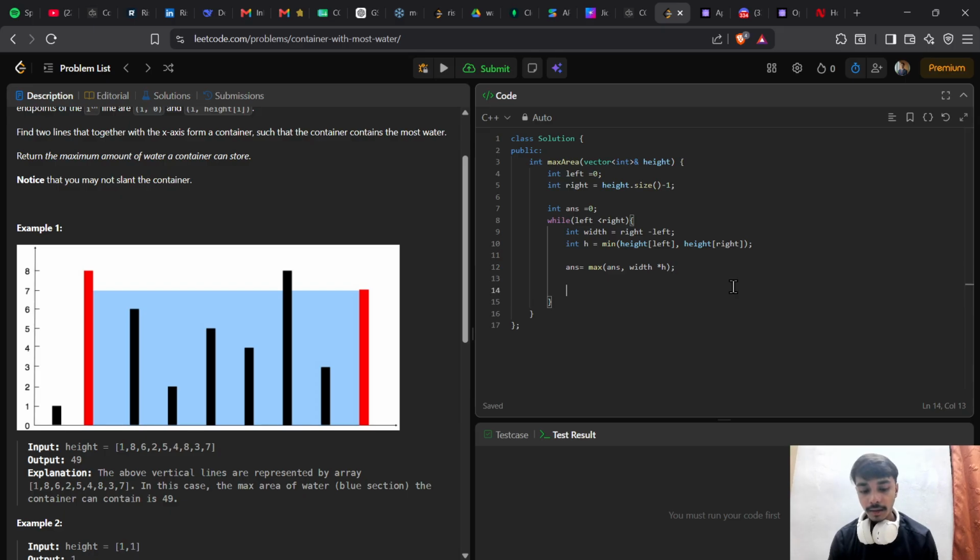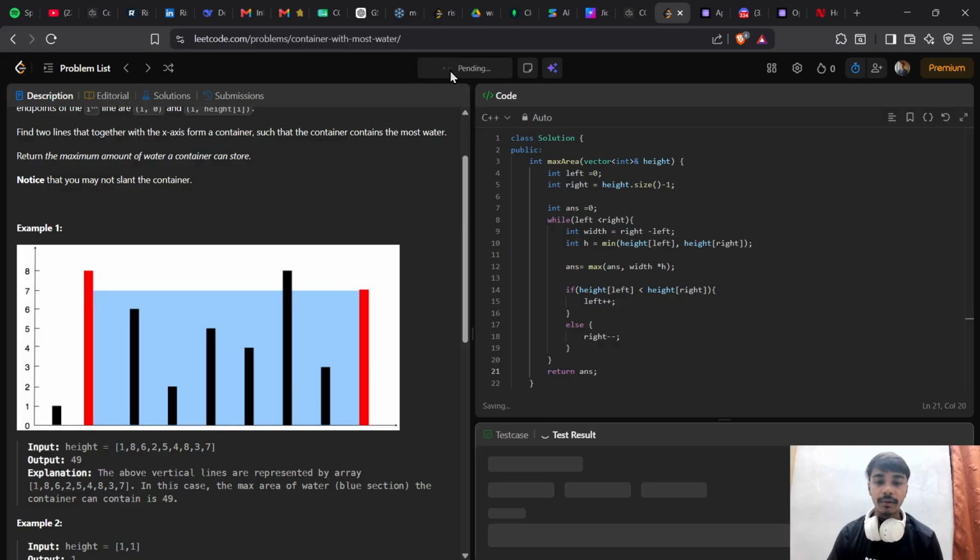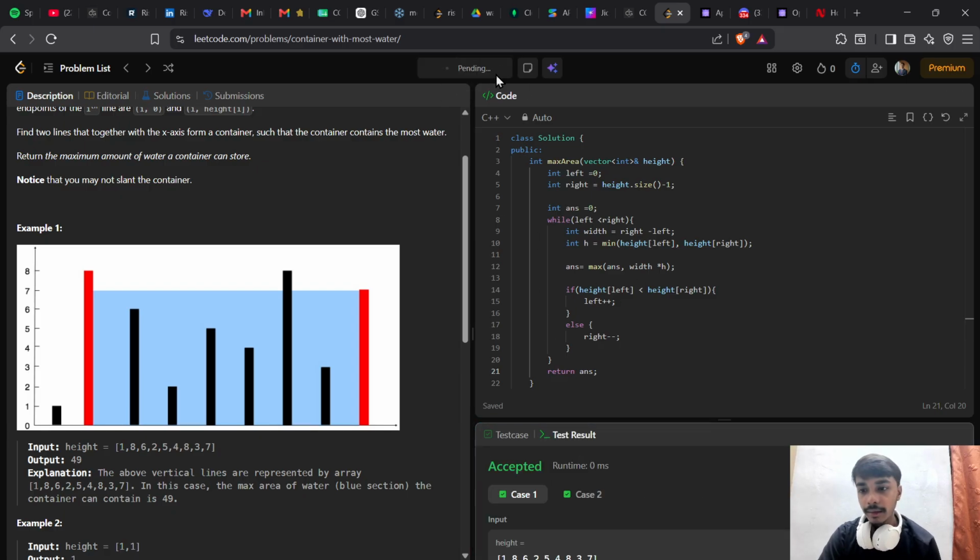And a condition over here: if height of left is less than height of right, then left plus plus, else right minus minus. And okay, that's it, and here we return the answer. Let's see if it works. Hopefully it does, and yes, it does.